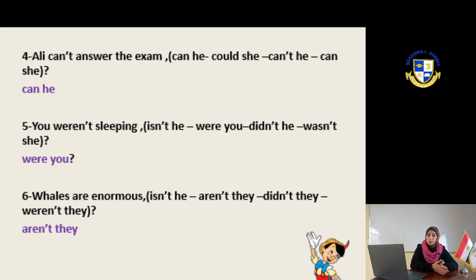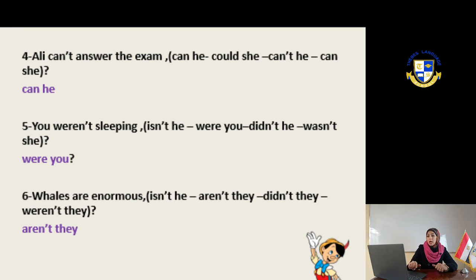Super. So the same auxiliary I use in the first statement, the same one I use in the question tag. Number 5, you weren't sleeping. Isn't he? Were you? Didn't he? Wasn't she? So it will be were you. Correct. Whales are enormous. Isn't he? Aren't they? Didn't they? Weren't they? So the correct one will be, yes, aren't they.